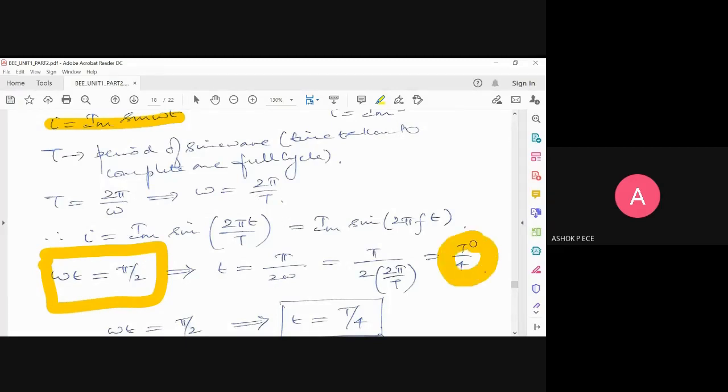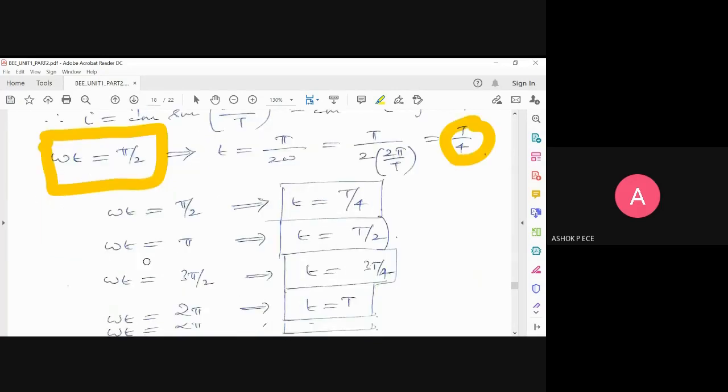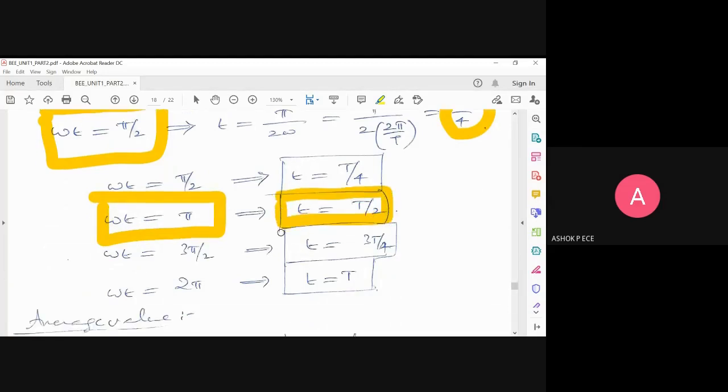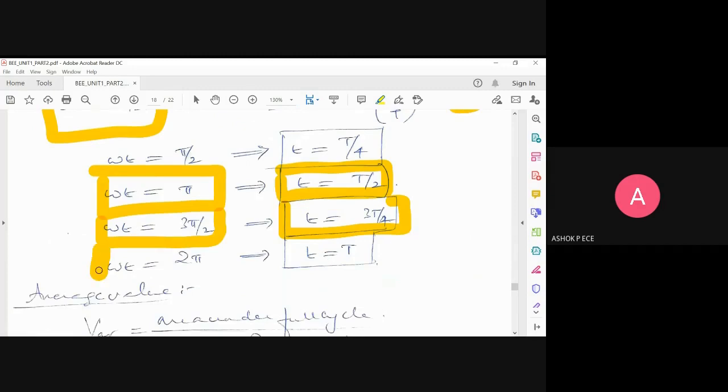T by 4 means it is 1 by 4th of your entire time period. When you put omega t equal to pi, you get half cycle, so it has completed half cycle, T by 2. When you put omega t equal to 3 pi by 2, it is 3T by 4, 75% of this time period. When you put omega t equal to 2 pi, it has completed one full cycle. So t is equal to T.